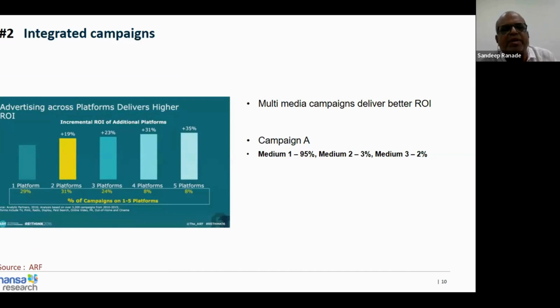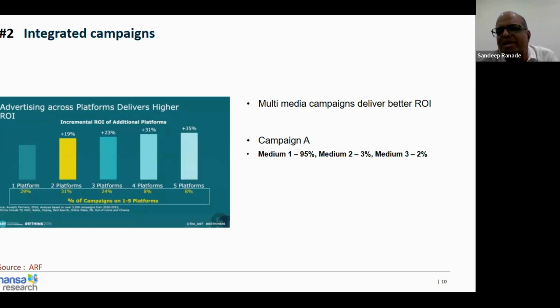The second part is we all do integrated marketing campaigns, multimedia campaigns. And again, this is data from ARF saying if you add more platforms to your campaign, your ROI increases, right? You add one single media versus 2, 3, 4, 5 media. But the question I'm asking here is, the campaign A that I'm showing on the screen, will you call it a multimedia campaign? We have seen advertisers come to us with campaigns saying my medium 1 has 95% of my spends, medium 2 is 3% of my spends, medium 3 is 2%. I am doing a multimedia campaign. I'm sorry, that's not a multimedia campaign.